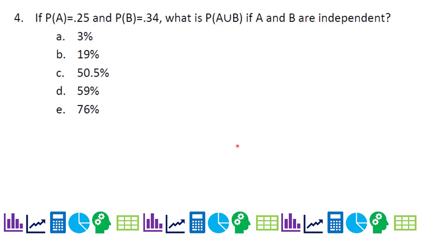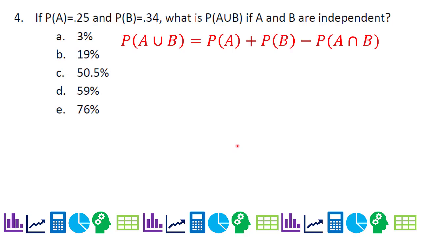So if two events are independent, then the probability of A and B, this value right here, we can find just by multiplying these two. We're saying it is independent. So that means I can find the probability of A and B, right?